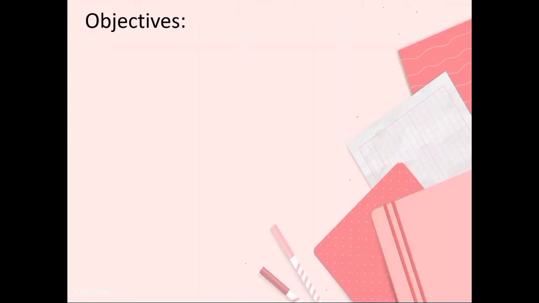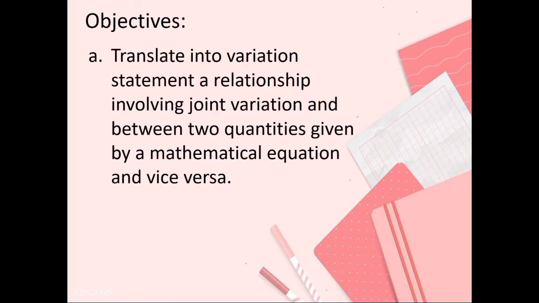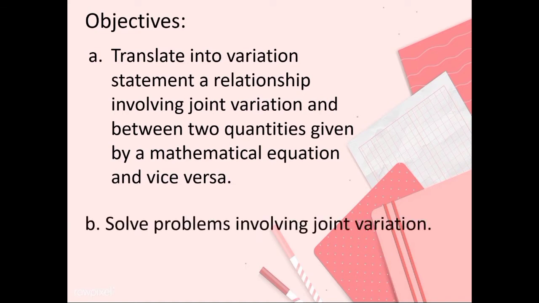For our objectives, first, translate into variation statement a relation involving joint variation and between two quantities given by a mathematical equation and vice versa. Next, solve problems involving joint variation.